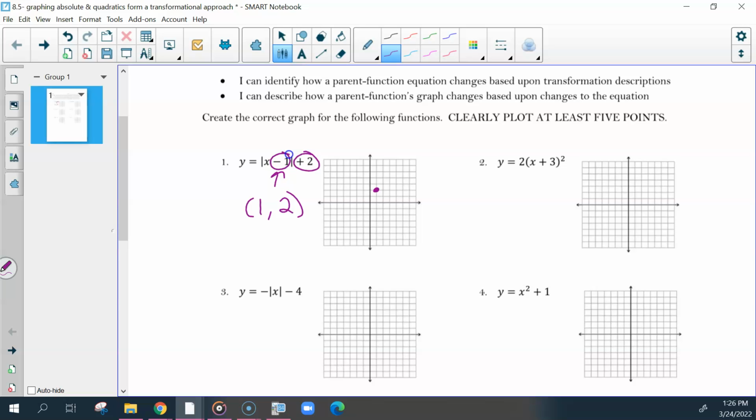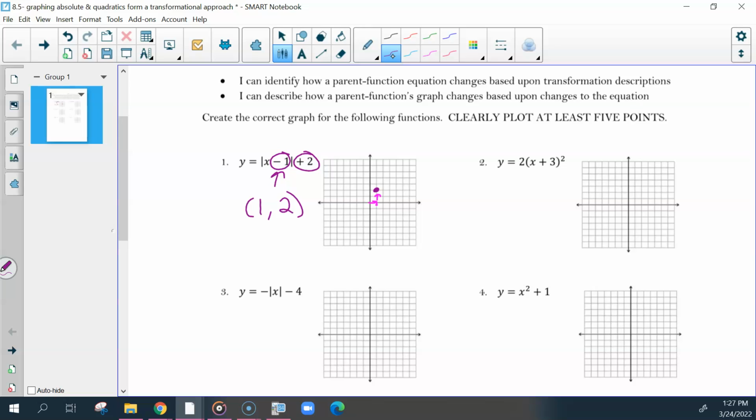You could also think about this. Your parent function was at 0, 0, and now it's been moved to the right 1 and up 2. It has not been stretched or compressed, so the scale has not changed. Previously, your parent function, the scale was just 1. And because it's the absolute value, it's 2 linear lines with slopes of 1 and negative 1.